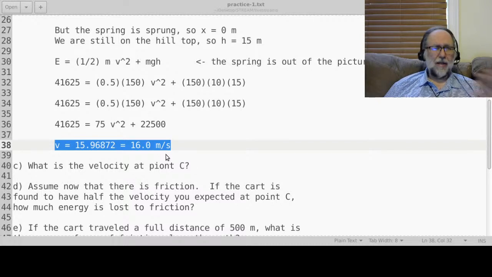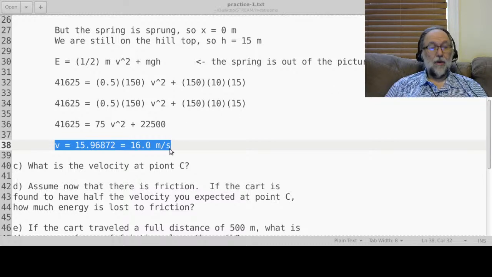Okay, so that kind of makes sense. 16 meters per second. I don't know what that is in kilometers per hour, but I'm going to quickly calculate that just to give you an idea of what that is. Times 3.6. It's like 60 kilometers per hour, which is pretty fast, but this is a fairly powerful spring.